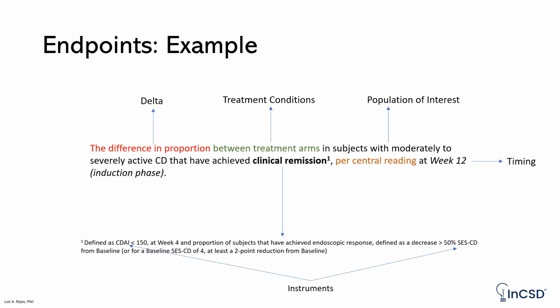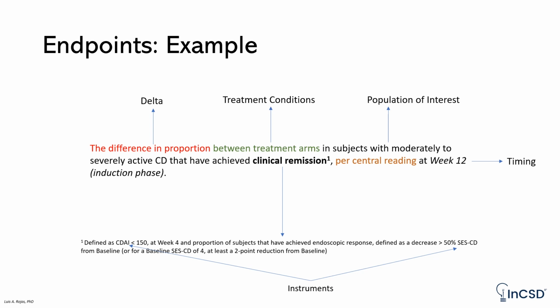Let's look at this example of how an endpoint could be written. The difference in proportion, which is delta, between treatment arms, which refers to the treatment condition, in subjects with moderately to severe active Crohn's disease that have achieved clinical remission. I'm going to stop here for a second because that clinical remission will become the variable of interest. Then in the bottom, I can use the superscript to explain the definition.